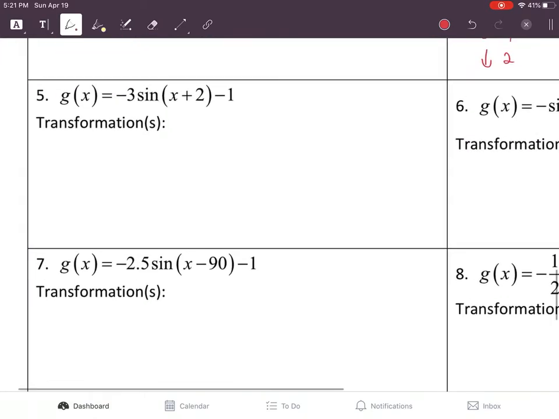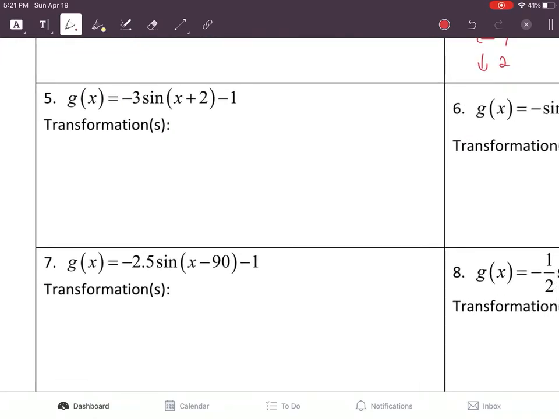All right, next we have, again, 4 different things going on. We have a vertical stretch by 3. We have a reflection over the x-axis. We have going to the left by 2, and we have going down by 1.